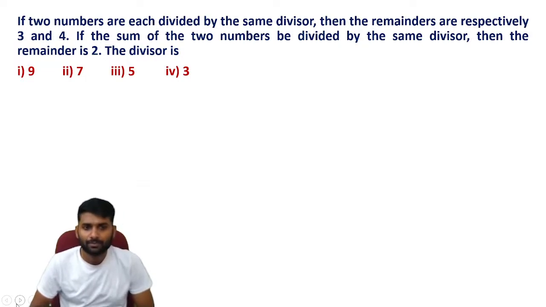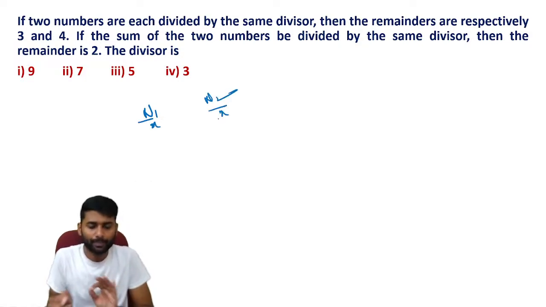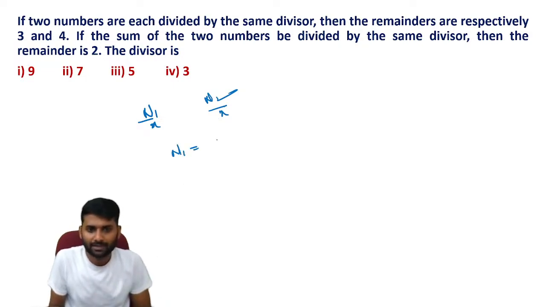Now see, if two numbers are each divided by the same divisor, then the remainders are respectively 3 and 4. If the sum of the two numbers is divided by the same divisor, then the remainder is 2. What about the divisor? They clearly mention that there are two different numbers, but the divisor is the same. But you have to pick different quotients. Why? Because remainders are also different.